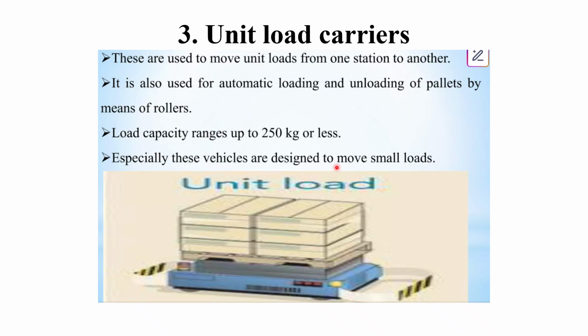Especially these vehicles are designed to move a smaller load. So if you are considering a smaller load, we can go for this kind of unit load carrier. That's why it is defined as a unit load. Unit load means it can have a load capacity of up to 200 kilograms or lesser than that also. And it is possible to have automatic loading and unloading of pallet by means of a roller in the case of a unit load carrier. So this is also another type of AGV.